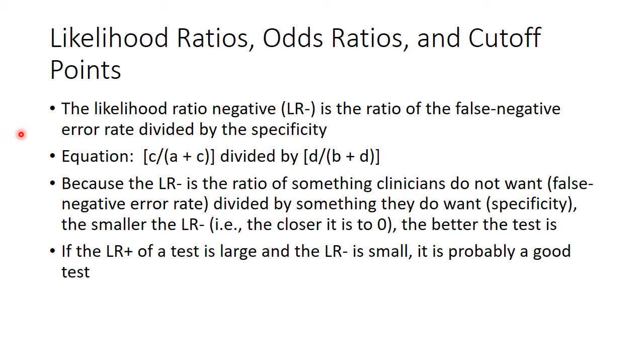So on the flip side of that, we have the likelihood ratio negative, and basically this is going to be the ratio of the false negative error rate, which is again what we want a small number of, divided by our specificity, which we want to be higher. So for likelihood ratio negative, you want this to be as close to 0 as possible, because you want this false negative error rate to be very, very small, and you want the specificity to be very, very large, right? As close to 100% as you can get essentially. So the closer it is to 0, the better the test performs. And so generally you want to have a test with a high likelihood ratio positive and a small likelihood ratio negative. The better those are, the better the test is.